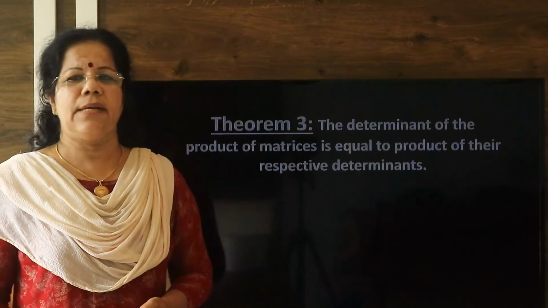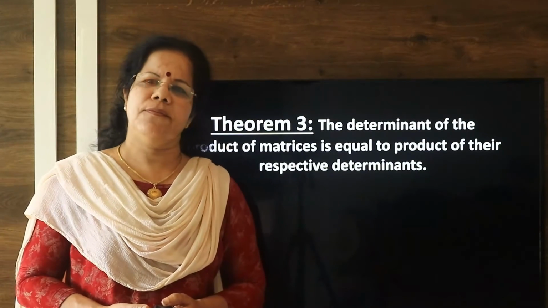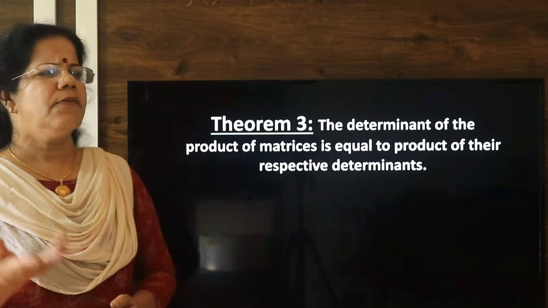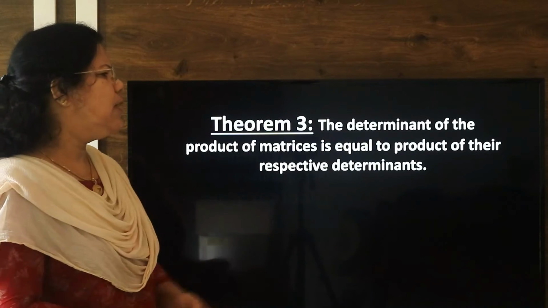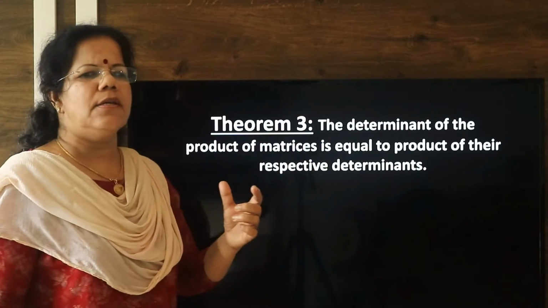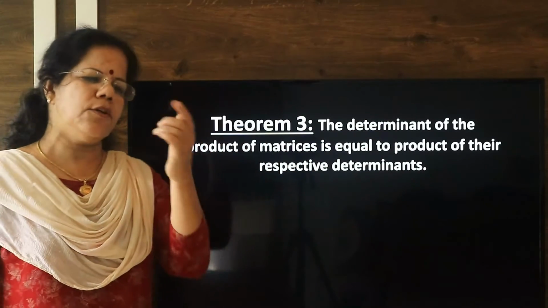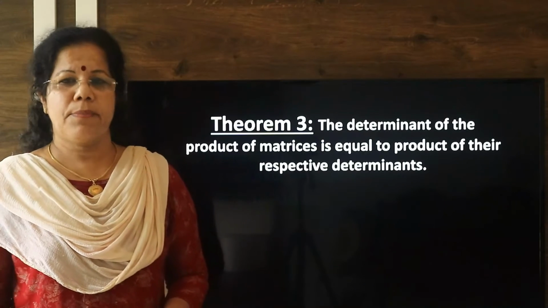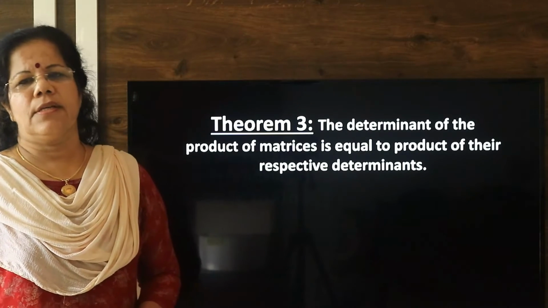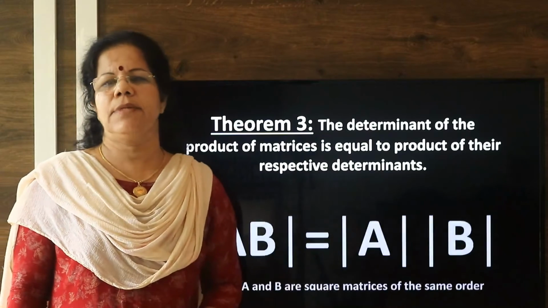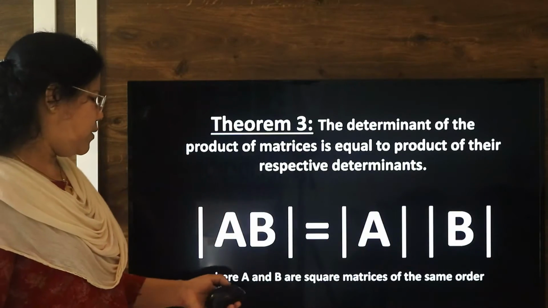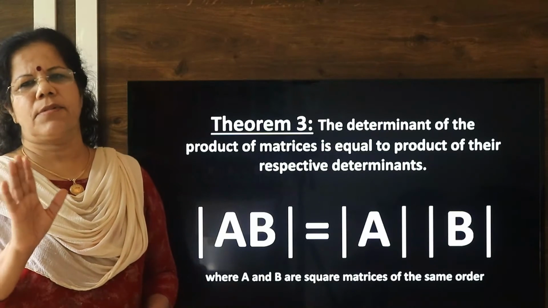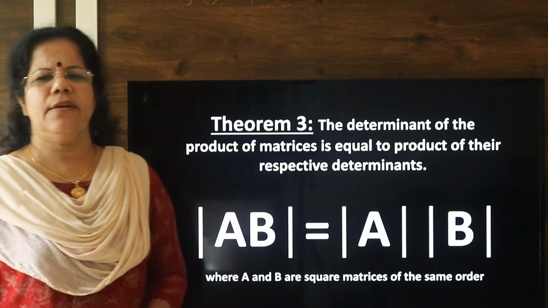Next one, theorem 3. The determinant of the product of matrices is equal to the product of the respective determinants. From the sentence itself it is clear. Determinant of the product of matrices: if A and B are two matrices, determinant of AB is equal to determinant A into determinant B. That means you can multiply the separate determinants. That is, determinant AB is equal to determinant A into determinant B, where A and B are square matrices of the same order. This concept will also be clear through problem examples, and we can verify it.